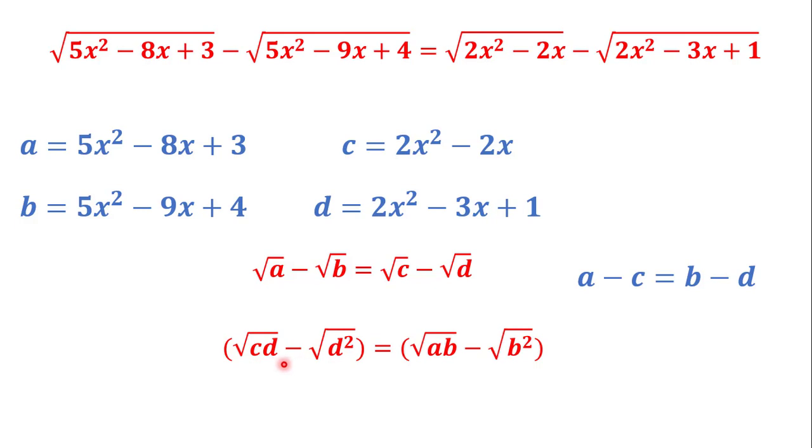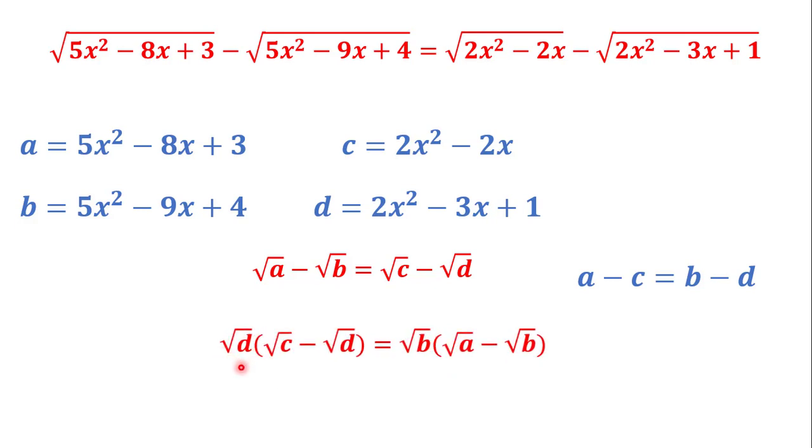In these two terms, we can factor out radical d. And from these two terms, we can factor out radical b. So we're going to get square root of d times square root of c minus square root of d equals square root of b times square root of a minus square root of b. As you can see, square root of c minus square root of d equals square root of a minus square root of b. And we can remove these two terms from both sides of this equation.